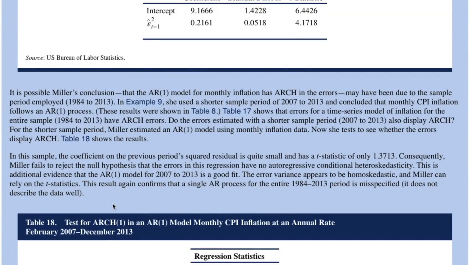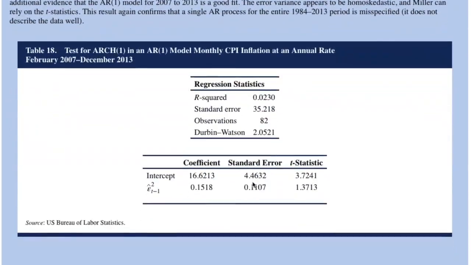So let's just do a little bit of reading because we're going to run another model here. It is possible Miller's conclusion that the AR1 model for monthly inflation has ARCH errors in it may have been due to the sample period employed, 84 to 2013. In example 9, she used a shorter sample period, 2007-2013, and concluded that monthly CPI follows an AR1 process. So the question is, is there an ARCH1 process in that model? Well, let's find out. So you run that again.